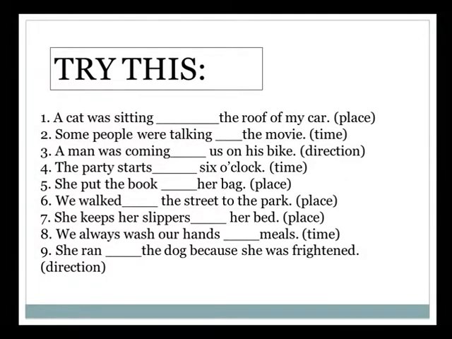The party starts dash 6 o'clock. An easy one. A preposition of time. The party starts at 6 o'clock. She put the book dash her bag. She put the book along with, or you could also say beside her bag. You could also say she put the book into her bag. We walked dash the street to the park. So a preposition of place here would be we walked through the street to the park, or we walked via the street to the park. She keeps her slippers dash her bed. A preposition of place. She keeps her slippers beneath her bed.